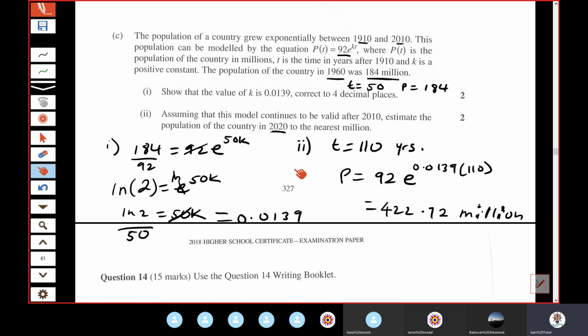But if you were able to get it out, you'll get 2 marks there, and then you'll only get 1 mark for the next bit if you used the rounded answer. You've got to use the non-rounded answer, which would be this. And it says to the nearest million, so that has to be multiplied by 1,000,000. And to the nearest million, you're looking at 422.72 million.